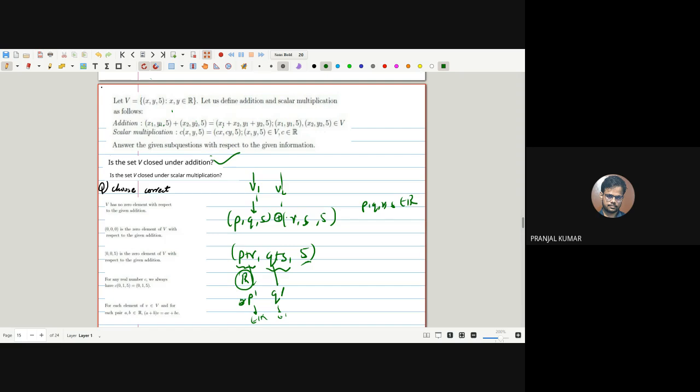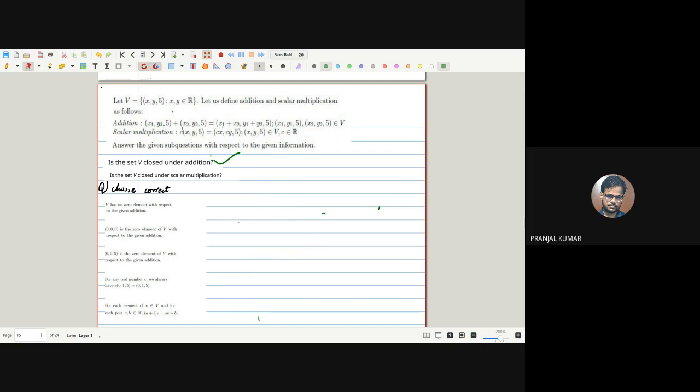What about scalar multiplication? We have to check that using their definition. For scalar multiplication, you need to pick one arbitrary element. So let's pick (p, q, 5) from this set. Now let's take a scalar k, or you can take c also. Following their definition, c times (x, y, 5) will give you (cx, cy, 5). So this will give you (cp, cq, 5).